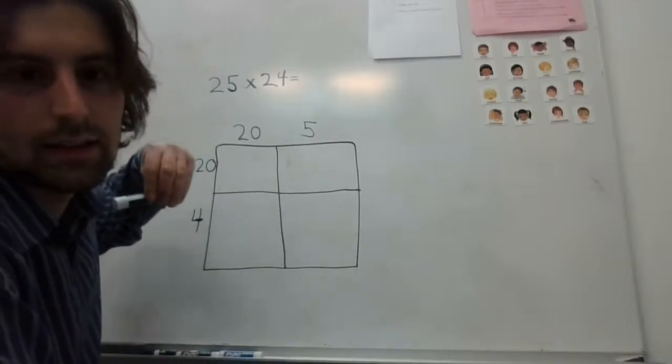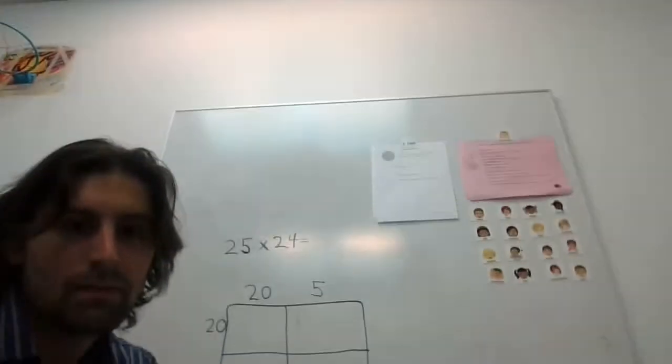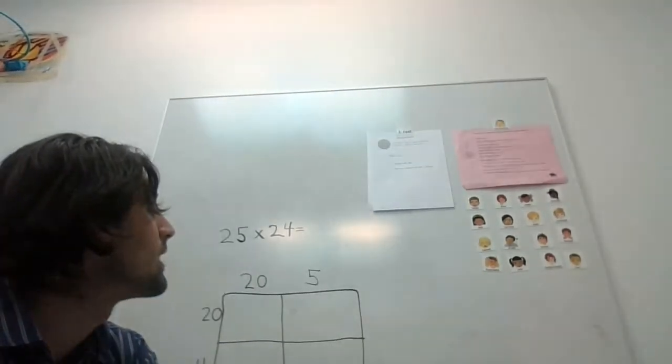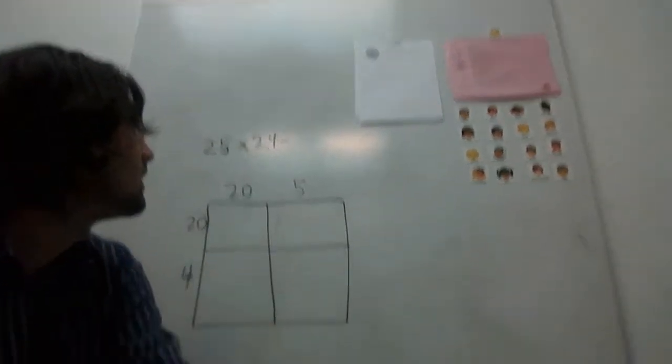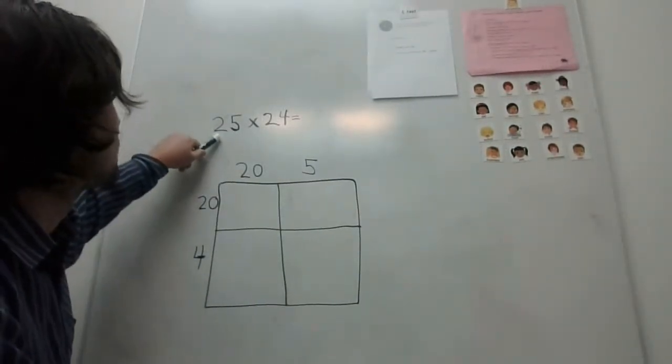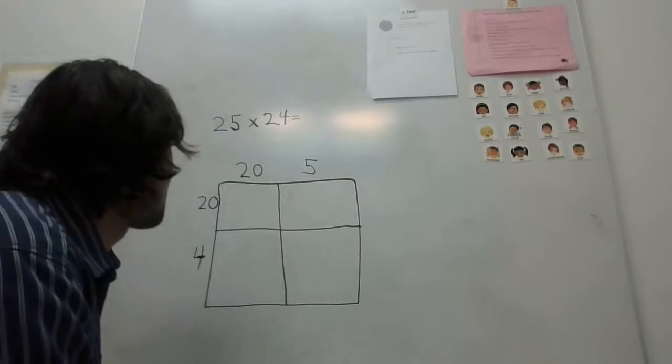I actually got my learning target on the board here. Might be hard to see, but I can solve 2-digit by 2-digit multiplication problems using the area model. So step 1, we multiply each digit. Step 2, we add our 4 answers.